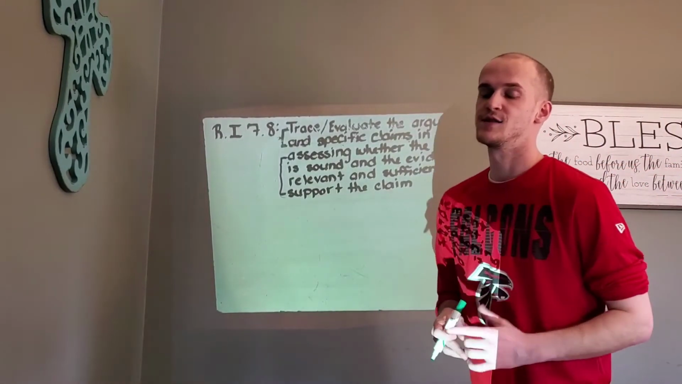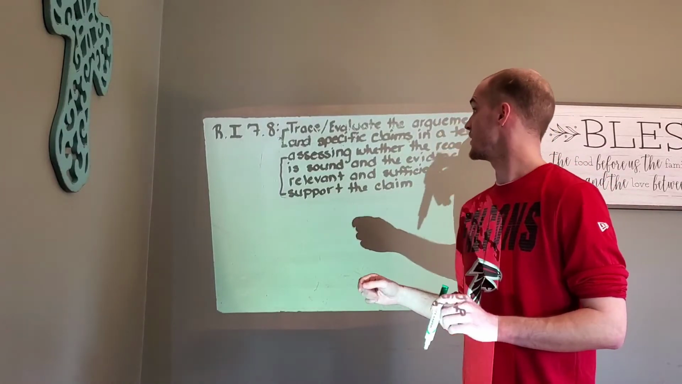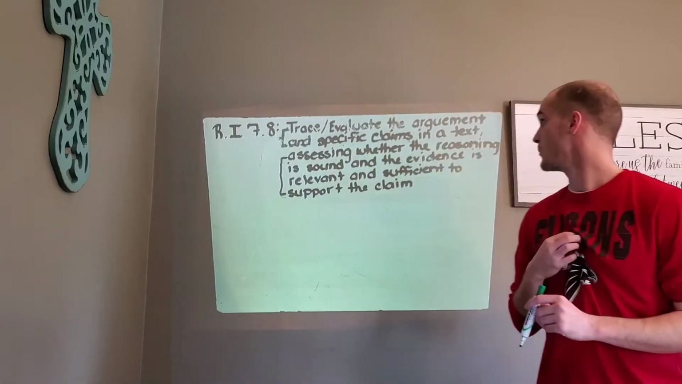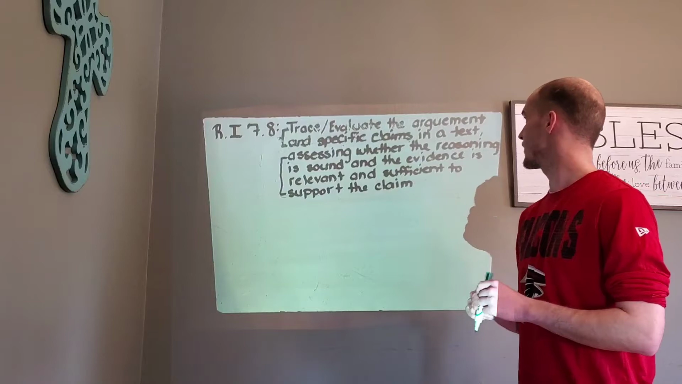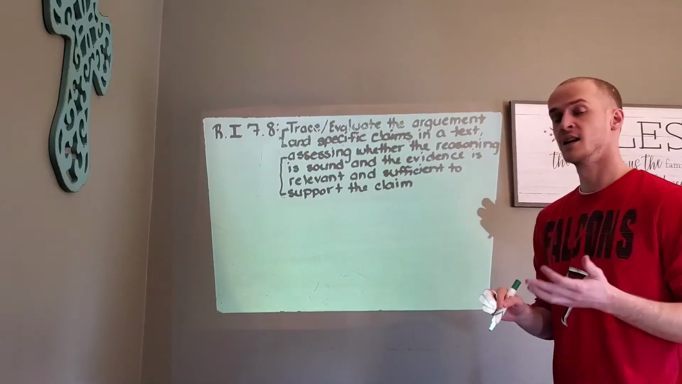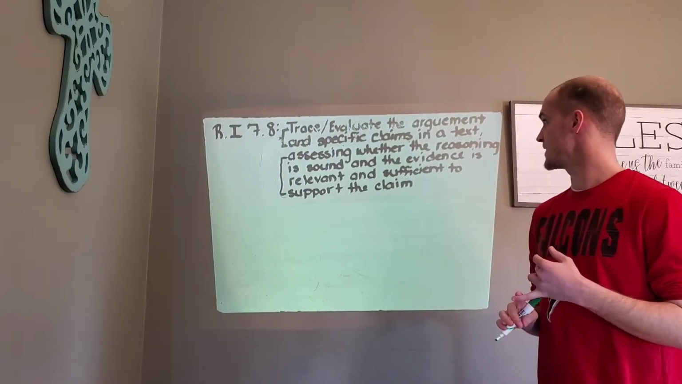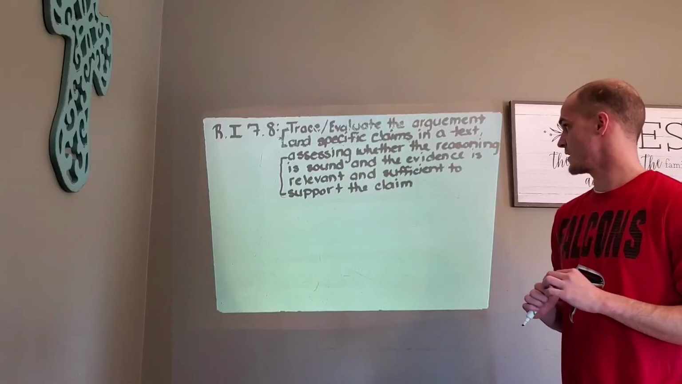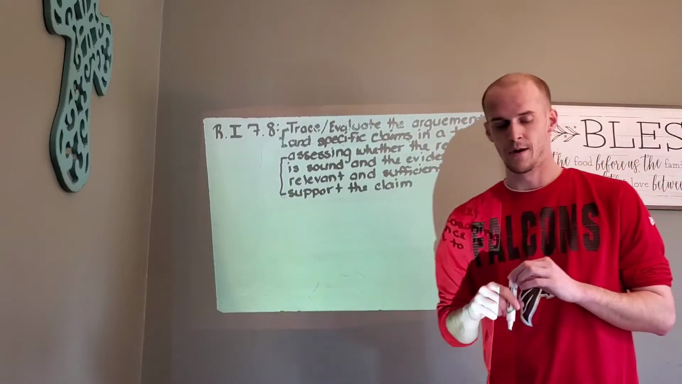Welcome back. Today we're going to analyze another ELA standard. This one is RI 7.8. It's when you trace and evaluate the argument in specific claims in a text, assessing whether the reasoning is sound and the evidence is relevant and sufficient to support the claim.